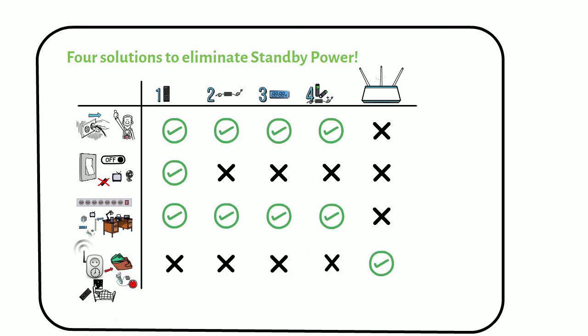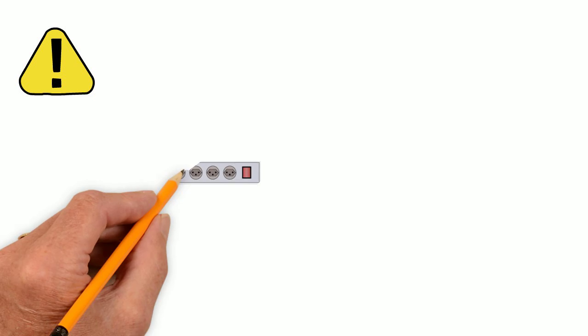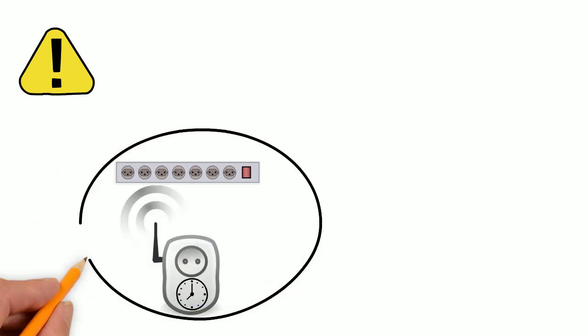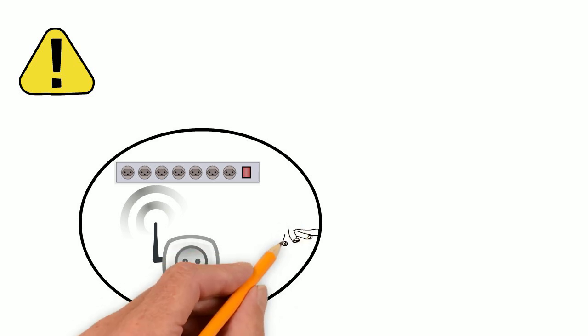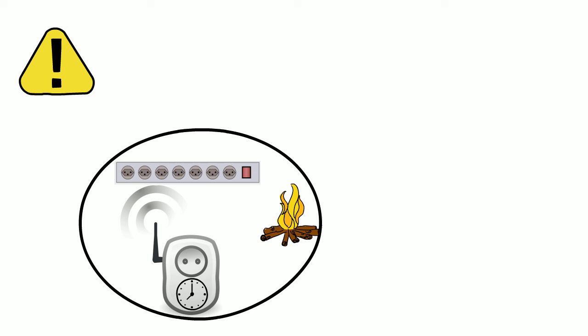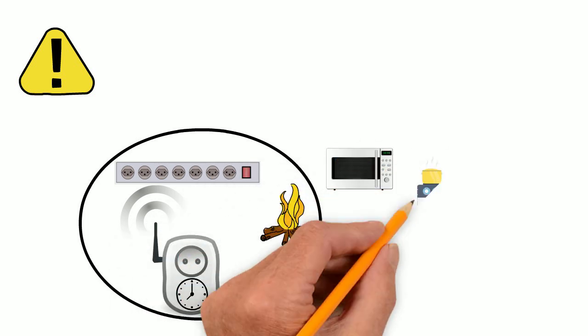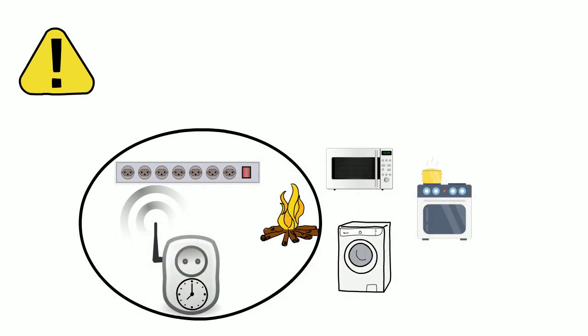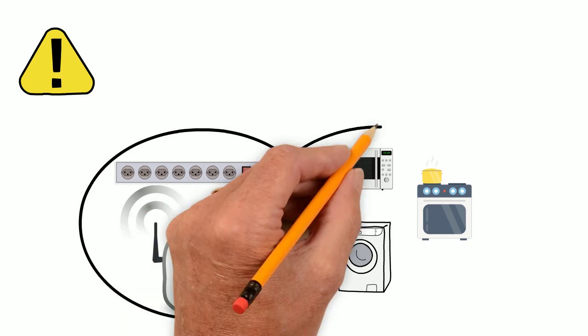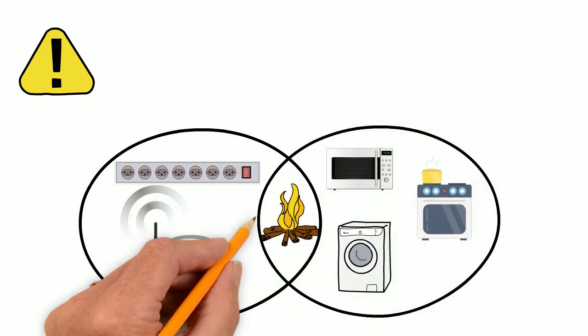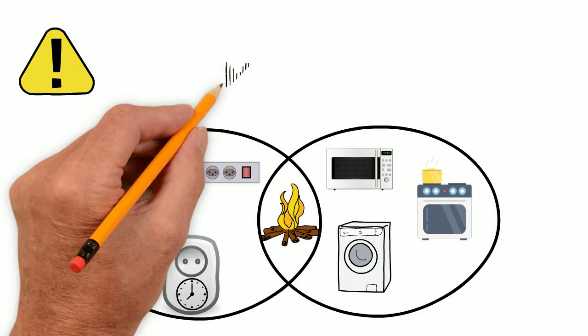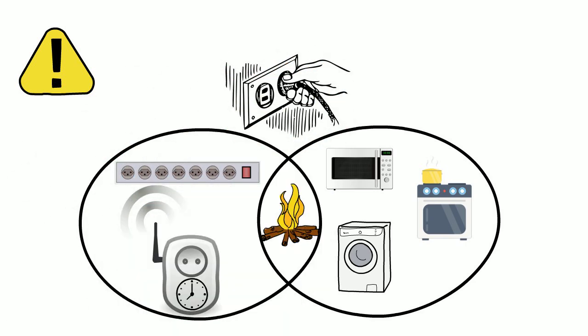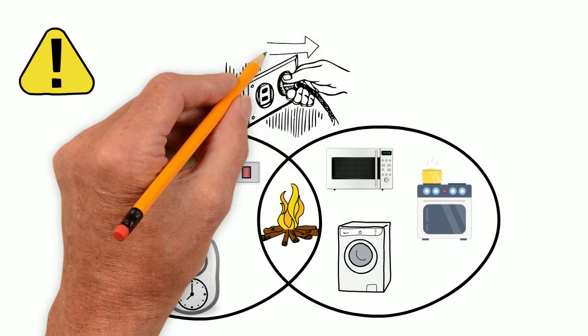There is one more important consideration when you select solution number 3 and number 4. While they are perfectly efficient for general household items with normal power consumption, they could cause a fire risk if high energy consumers such as microwave, oven, washing machines or dryers are connected to them. These devices should always be plugged in directly to the socket. If they don't have a hardware switch, your safest option is number 1, pulling the plug.